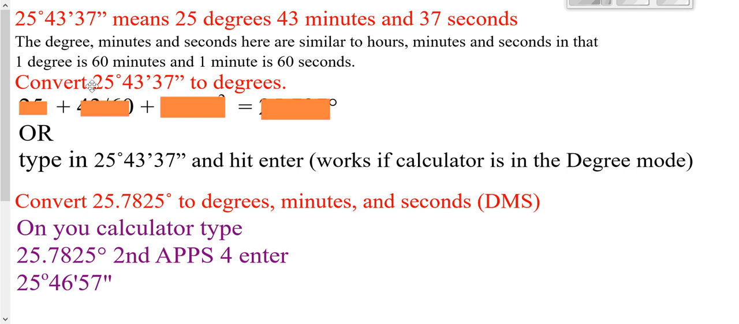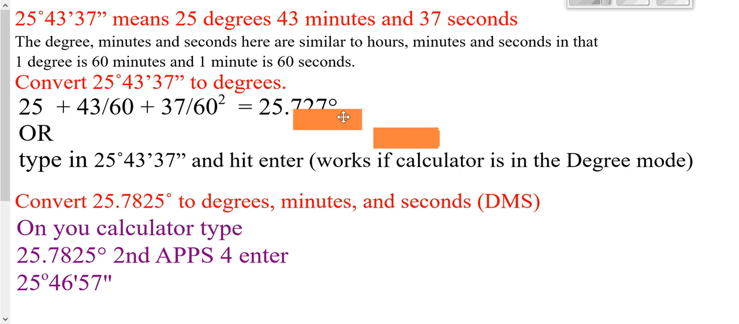So if you needed to convert this to just degrees without the minutes and seconds, you could type in your calculator 25 degrees. Then you could say, well, this is 43 out of the 60 minutes, so go 43 divided by 60. This is 37 seconds out of 60 minutes, and then you'd have to divide by a second 60, or 60 squared, to get it into degrees. You could type that in, and you would get this.